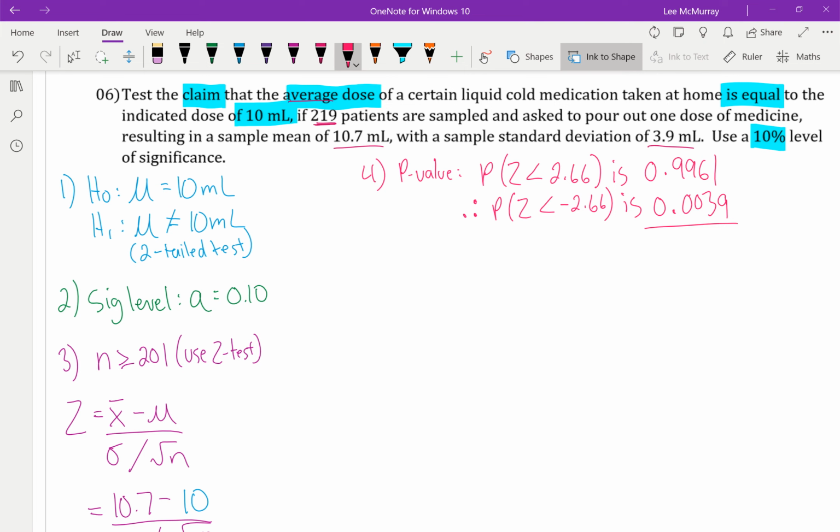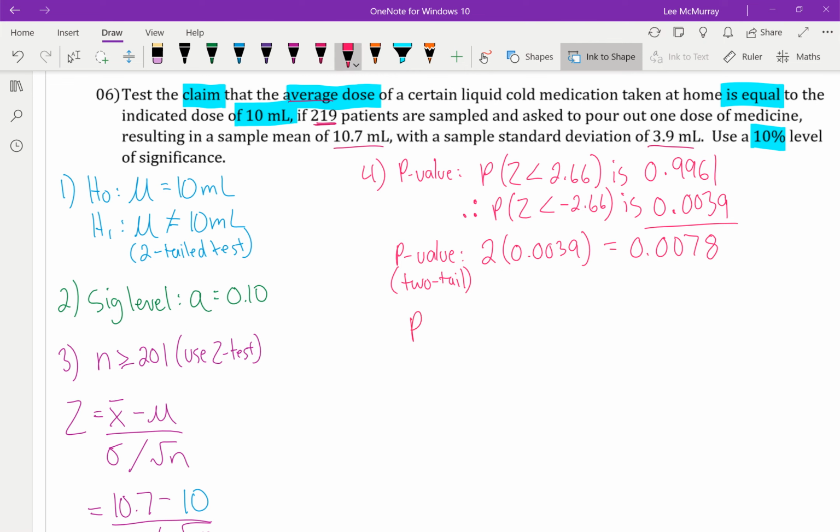So what we need to do now is, because it's a two-tailed test, remember the p-value for the mean needs to be doubled. So the p-value is 2 times 0.0039. And I'll just put in here because it's two-tailed. So 2 times 0.0039 would be 0.0078. So there's our p-value for our two-tailed test.